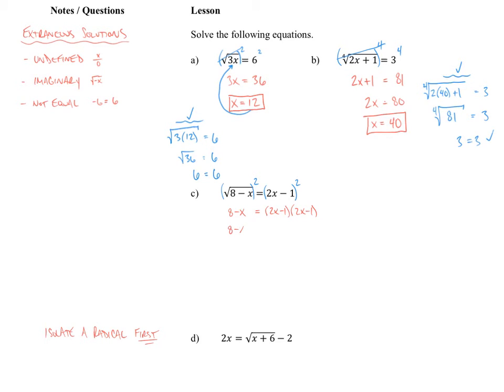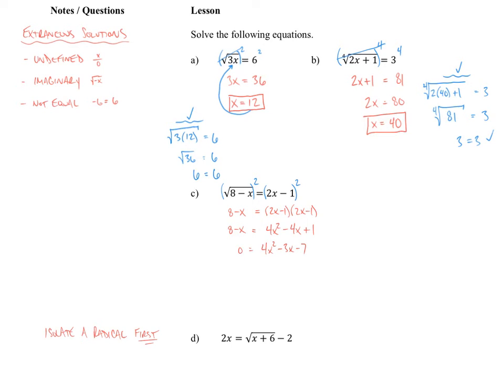All right, so we'll end up with 8 minus x equals 4x squared minus 4x plus 1. Since this is a quadratic, I want it to equal 0 so that I can finally solve it. So I'm going to take each of these two terms and move them to this side. I'm going to have to subtract 8. That's going to leave me with a minus 7. And I'm going to have to add x. And that's going to leave me with a negative 3x. So 0 equals 4x squared minus 3x minus 7.